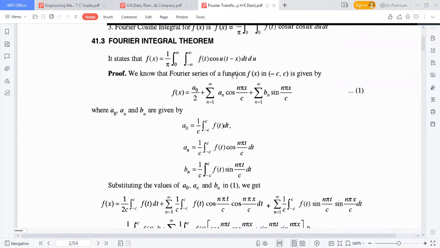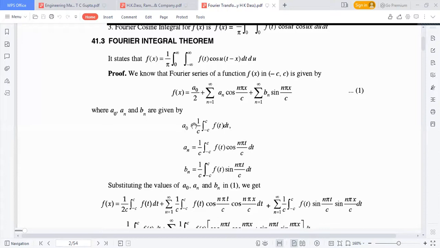We know the Fourier series for the function f of x in minus c to plus c is given by this. You must know it from our previous lecture. This is the formula for the Fourier series: a naught by 2 plus summation n equals 1 to infinity a n cos n pi x by c plus summation n equals 1 to infinity b n sin n pi x by c. Because b naught equals 0, because sin 0 equals 0. Here a naught, a n, and b n are given by this.